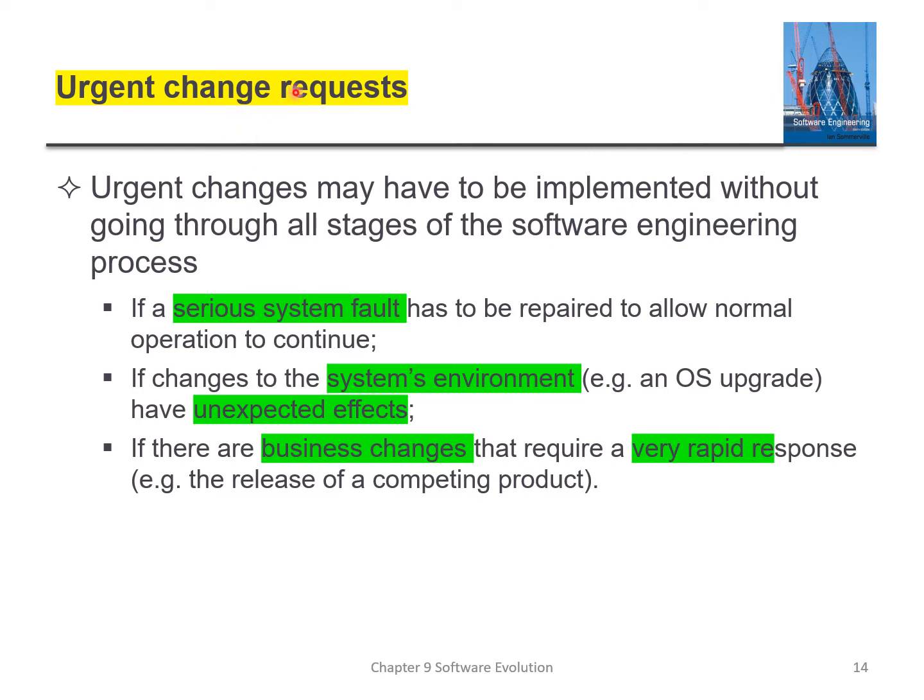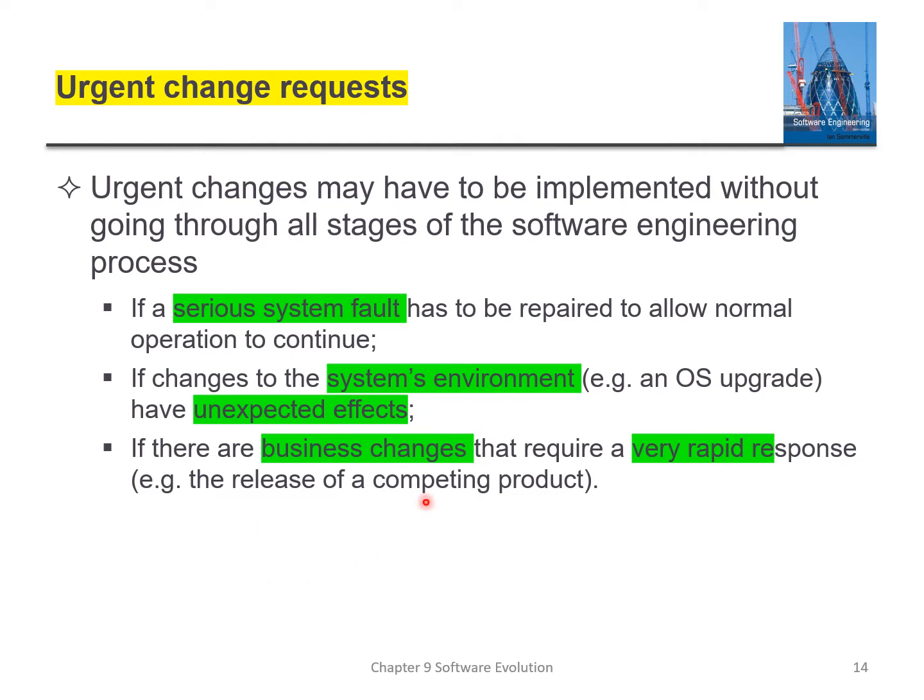Sometimes there is a request for change that must be done urgently. A situation that might happen is that a serious system fault happened, so you need urgent changes to make the system run, or maybe the organization invests in a new system environment, or an upgrade on the OS, but it caused the system to cause certain errors or not run as usual.